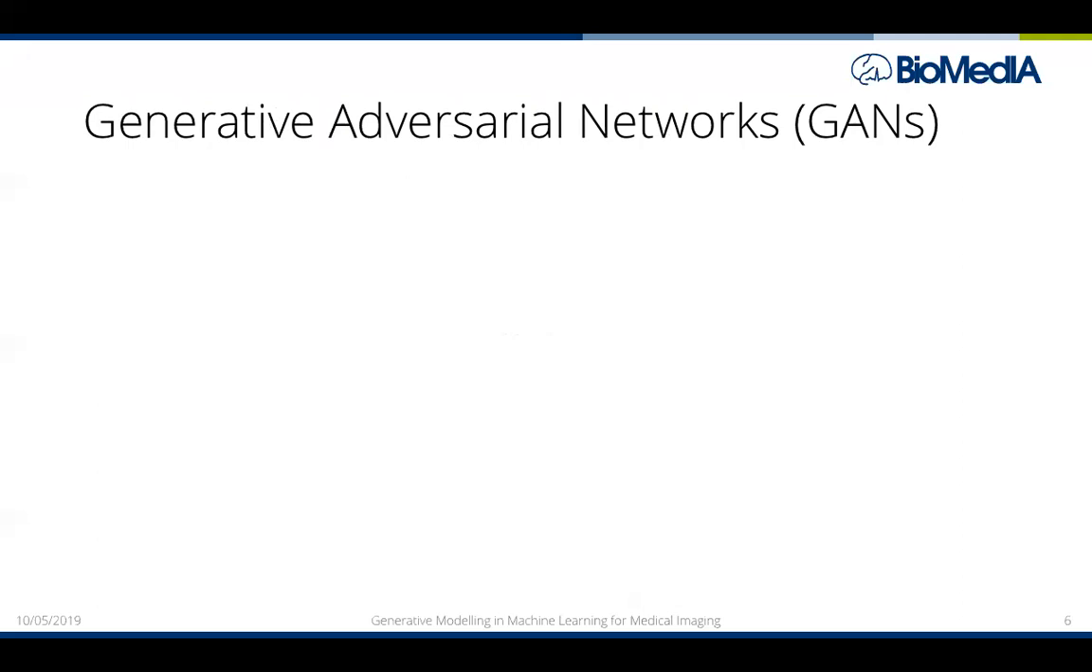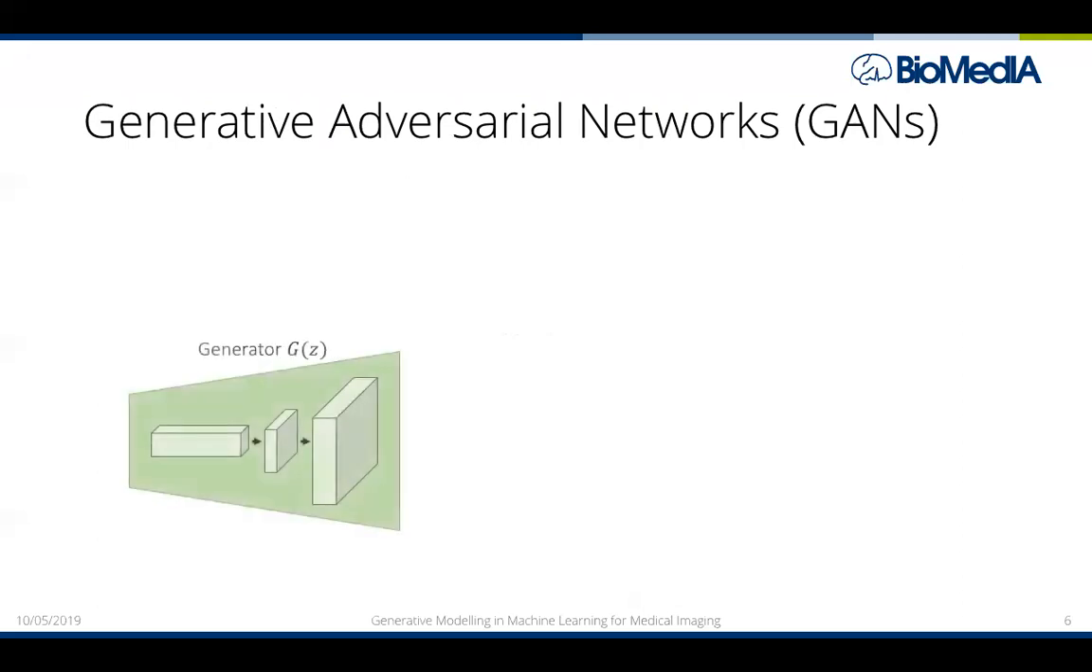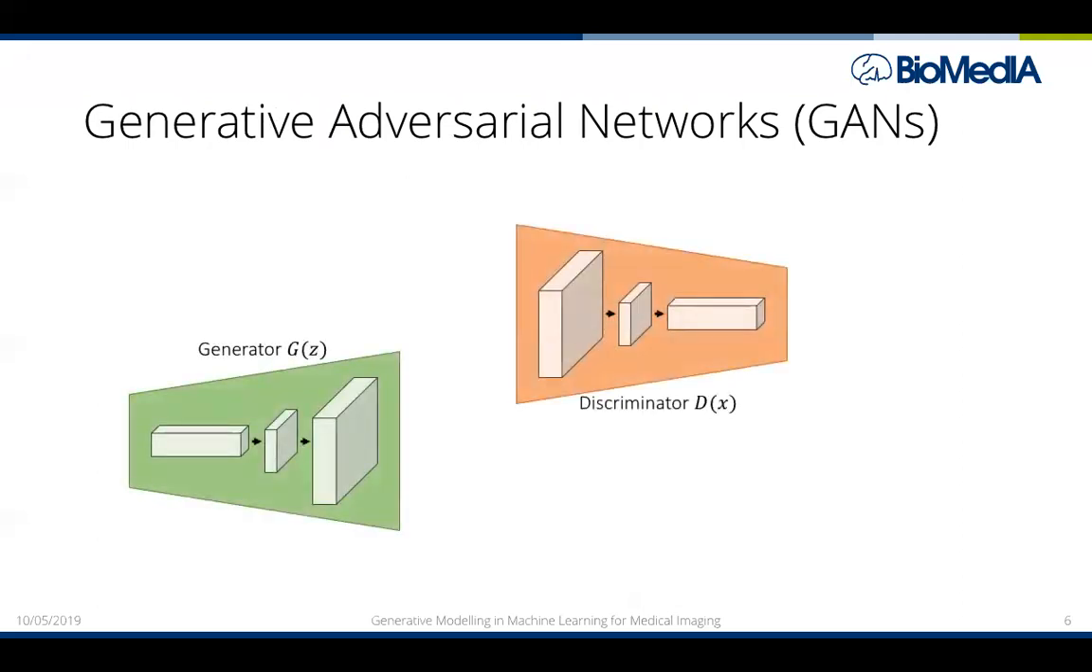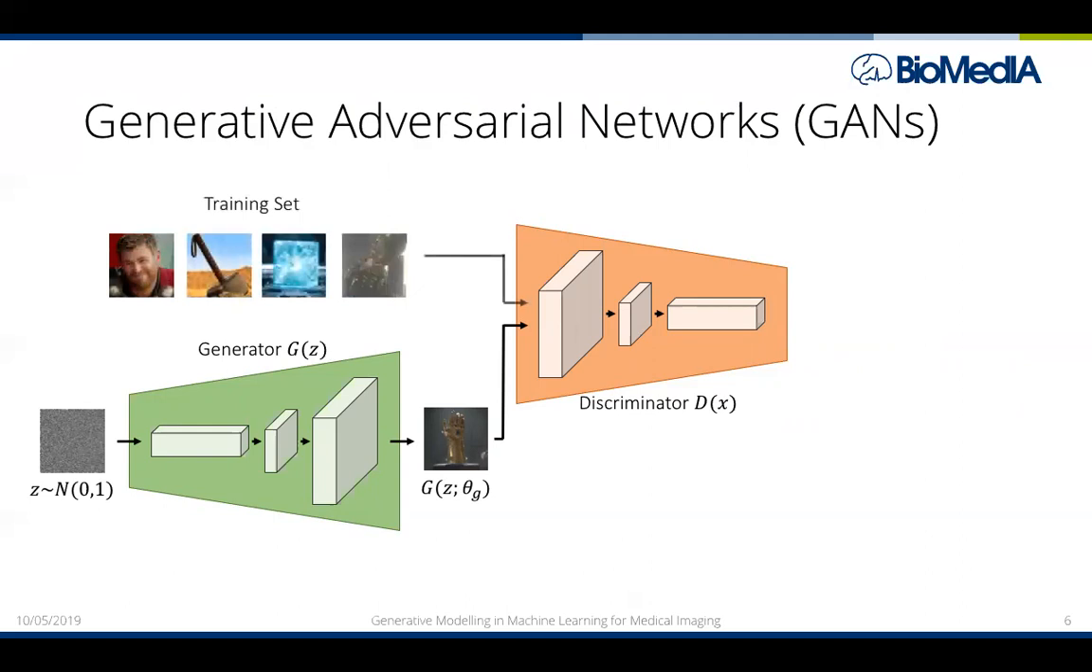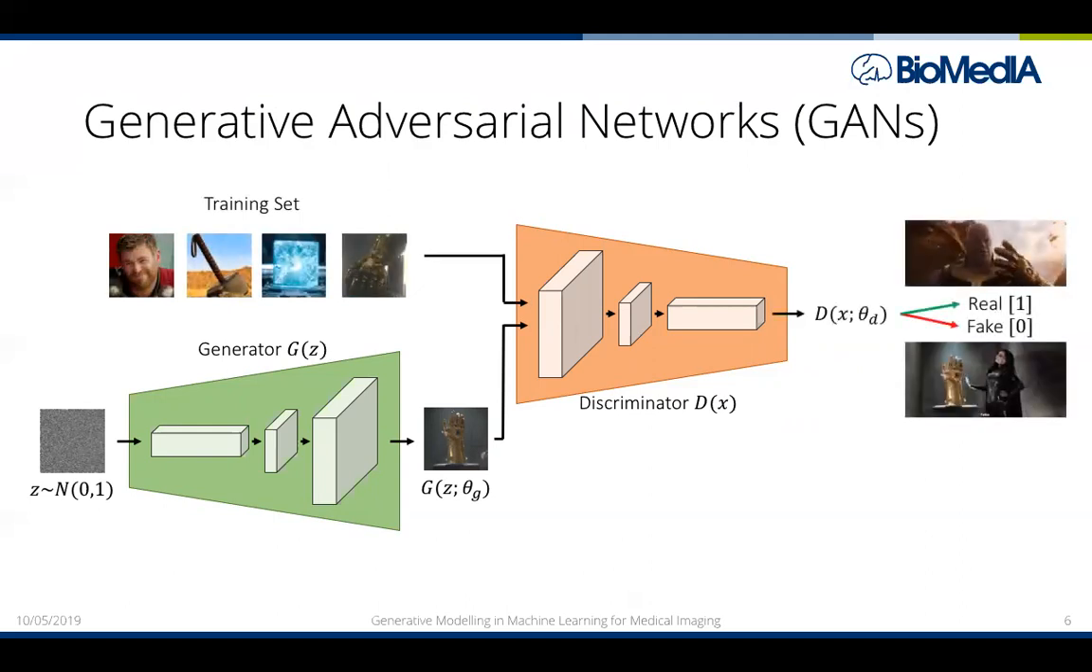Starting off with GANs, generative adversarial networks. In a GAN, you have two components, the generator as well as the discriminator. The generator takes a sample from our prior and generates an image that is similar to that of our training data set. The discriminator then takes this image, as well as images from the training data set, and tries to discriminate which ones are real and which ones are fake. The real ones should have an output of 1, and the fake ones should have an output of 0.